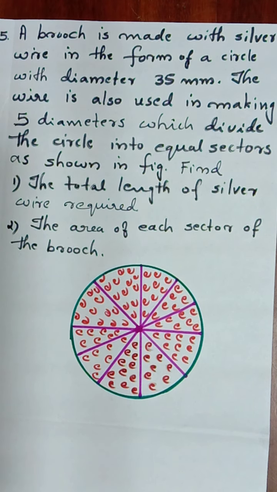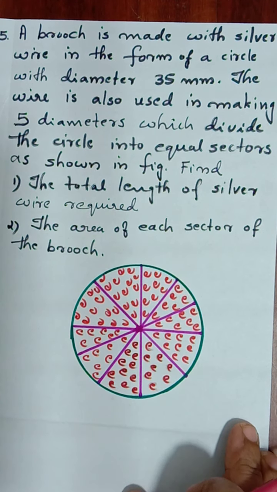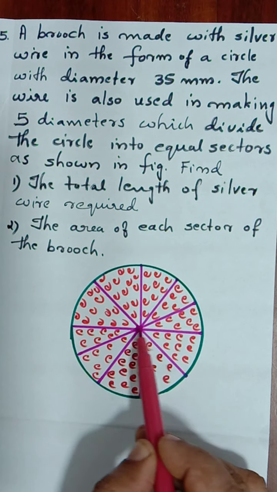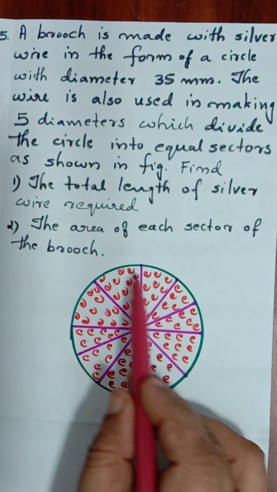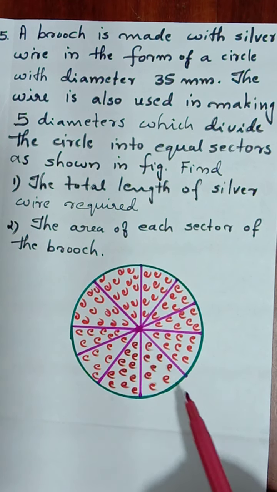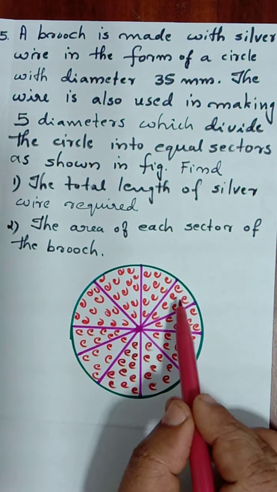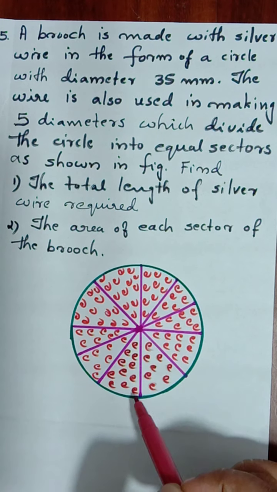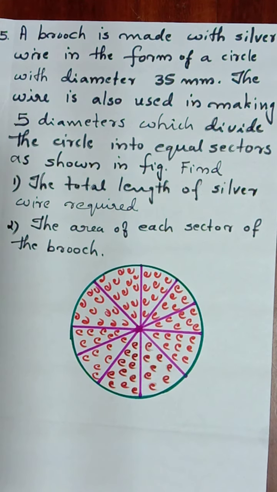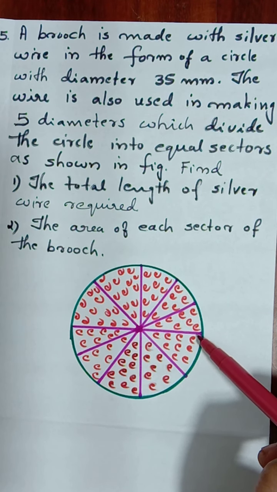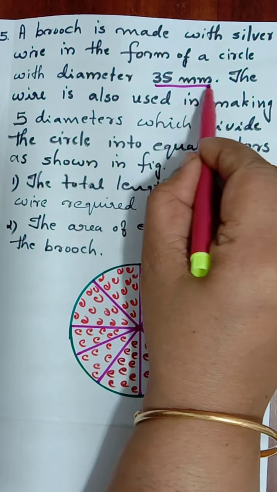This is the 5th question, last question of today's class. A brooch is made with silver wire in the form of a circle with a diameter 35 millimeter. Diameter of this is 35 millimeter. Brooch means it is a pin used on sari or dress by ladies. So, it's a decorative item. It's circular in shape. It is having 5 diameters. 1, 2, 3, 4, 5. 5 diameters. So, each one's length is 35 millimeter. So, 35 millimeter is its diameter.